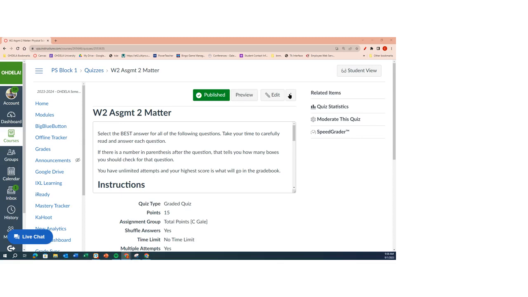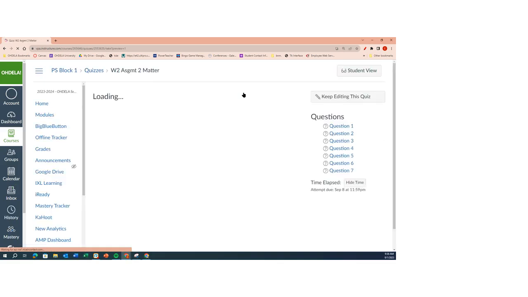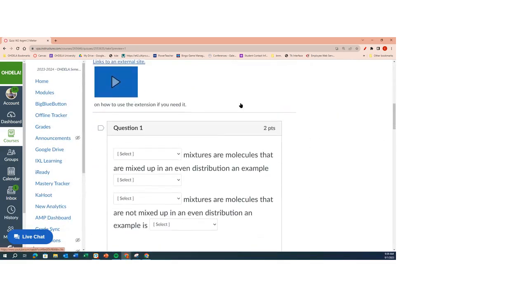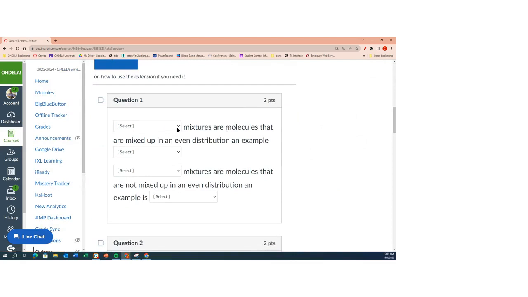You might have a different order than I do, but let's see if we can answer these together. There are seven questions. Question one: blank is a mixture of molecules that are distributed evenly. So what am I going to put? Homogeneous or heterogeneous?